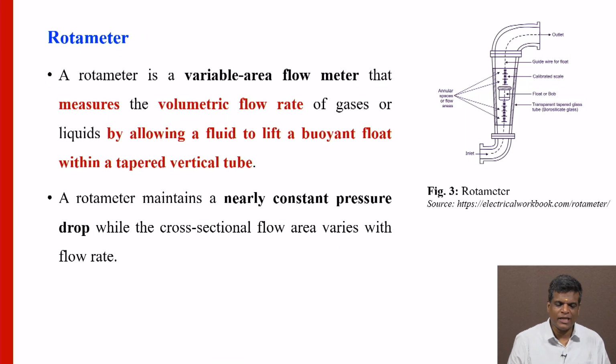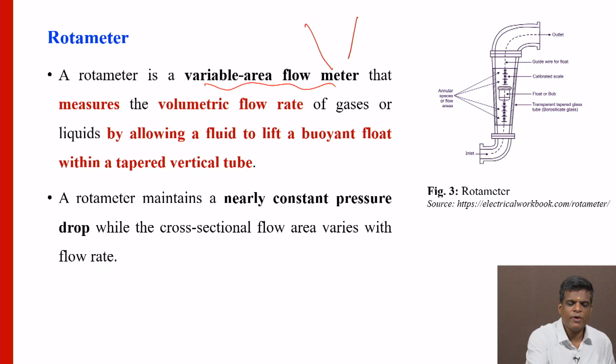So next is a rotameter. The rotameter we call a variable area flow meter. You can see here the area is varying, so we call it a variable area flow meter. It measures the volumetric flow rate.